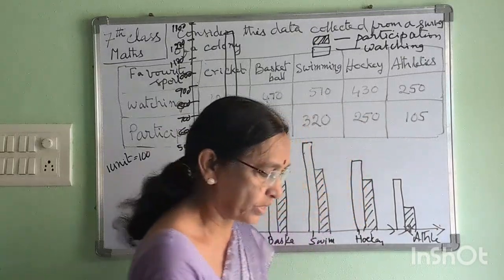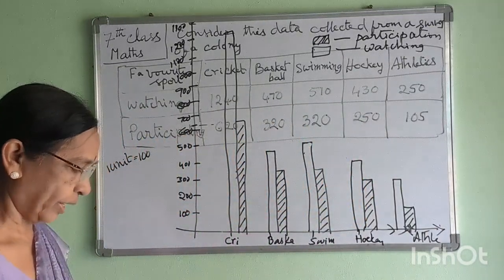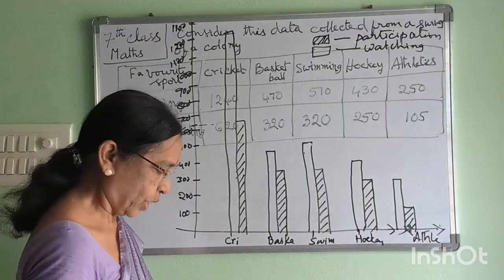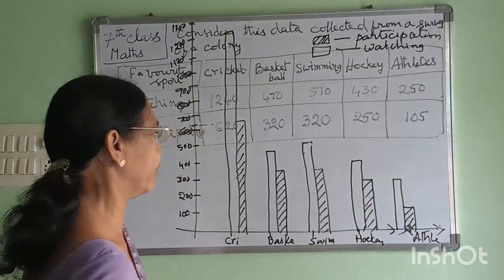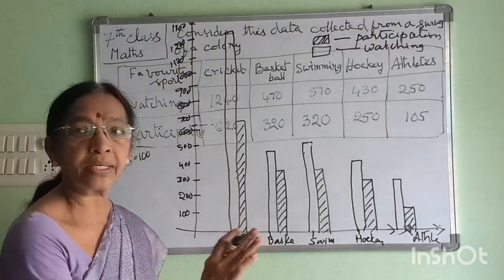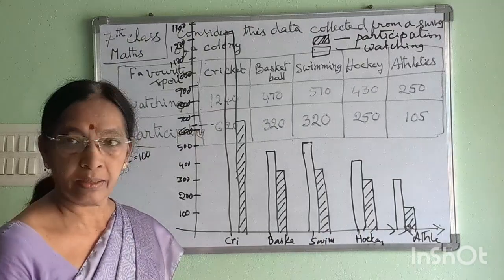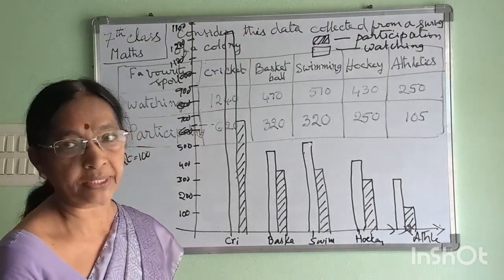Let us see the questions given under the problem. Draw a double bar graph choosing an appropriate scale. What do you infer from the bar graph? We can compare the number of people watching a particular game and the number of people participating in that game.